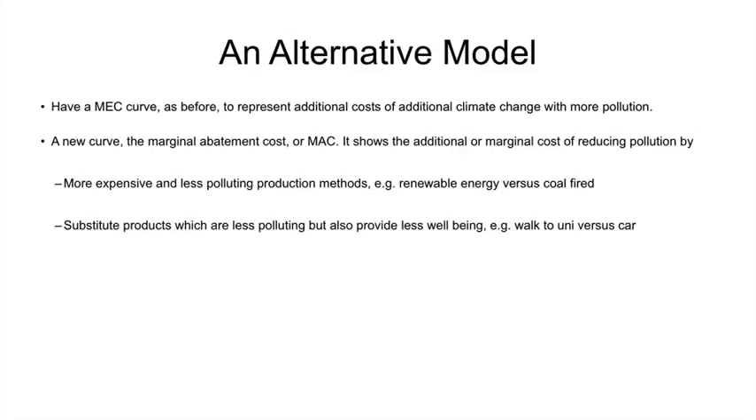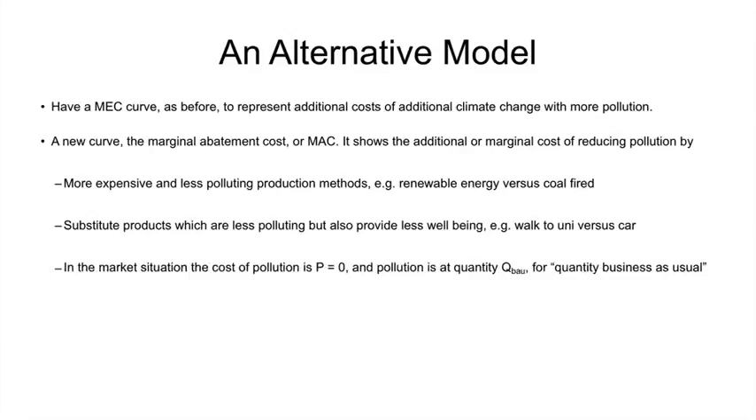Or I could, for example, trade in my washing machine or dishwasher for a more energy efficient but more expensive option. Now in the market solution, we treat pollution as a free good. That's been the old story. So the price of pollution is P0, and at that level of pollution, we have a level of pollution which I'll call quantity business as usual.